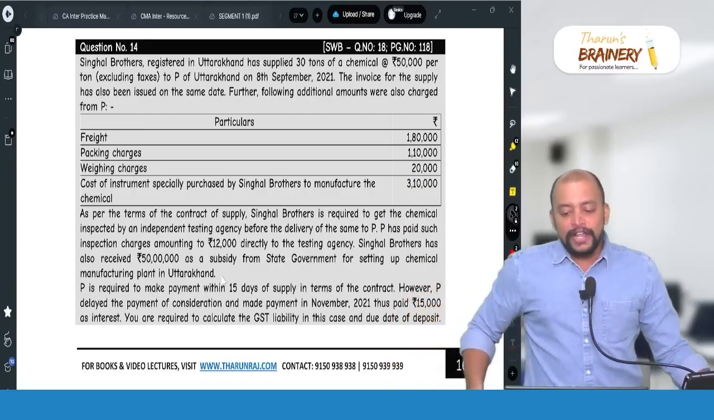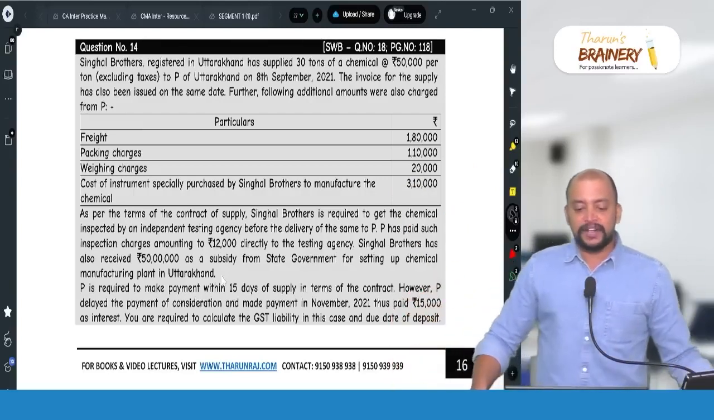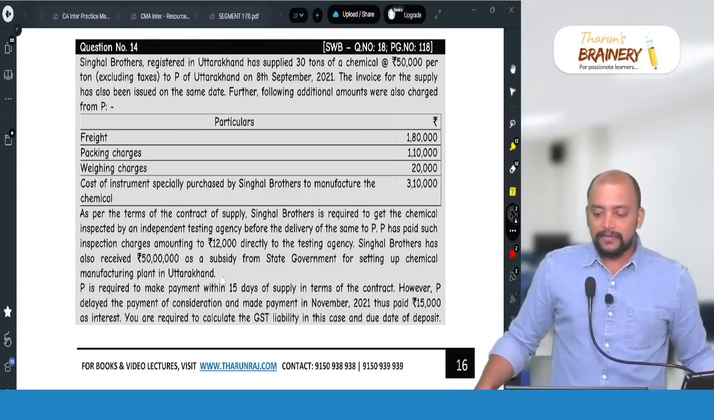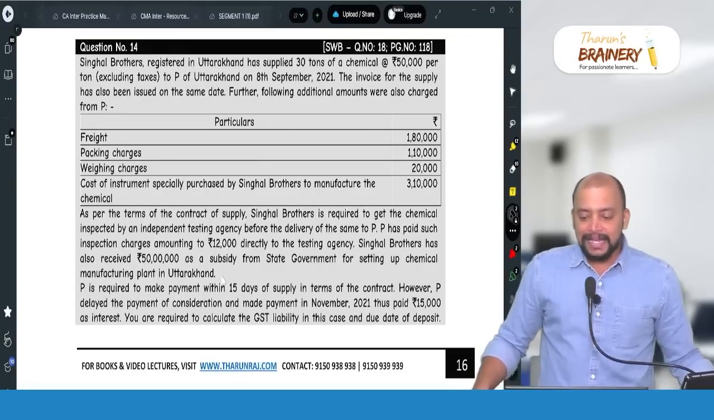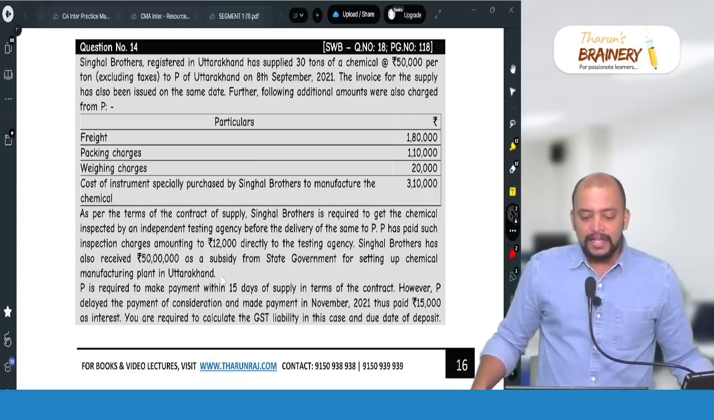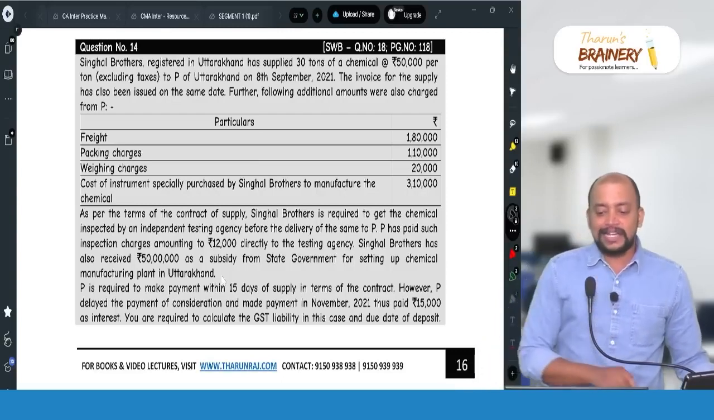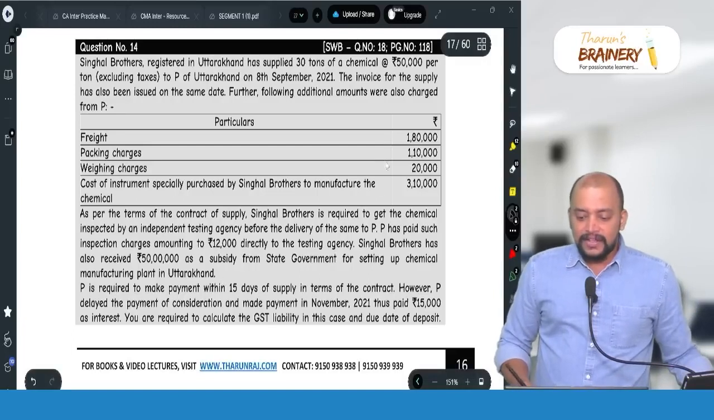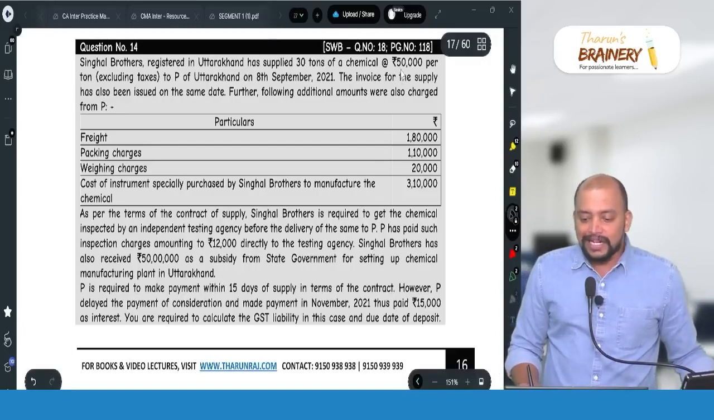Further, the following additional amounts were also charged from P. Freight 1,80,000, packing charges 1,10,000, weighing charges 20,000. So, first transaction value we will take as 50,000 into 30 tons.